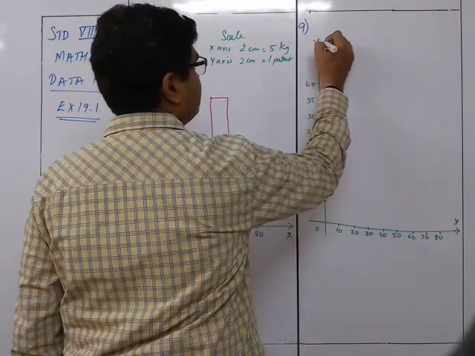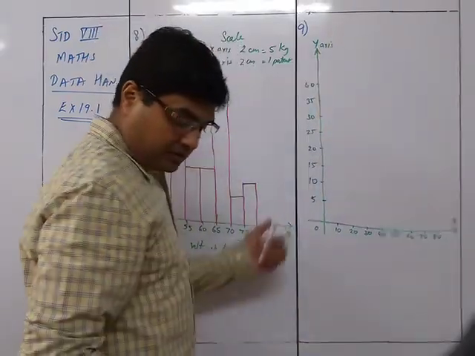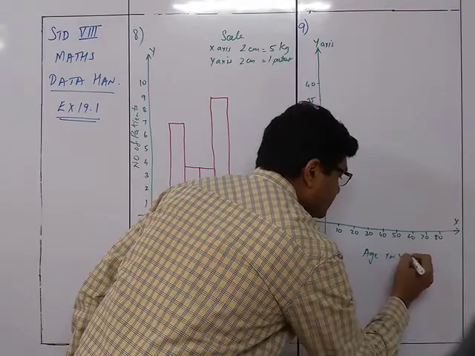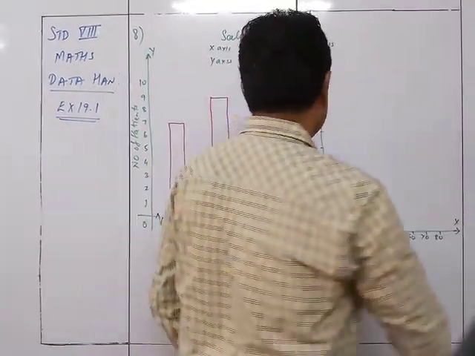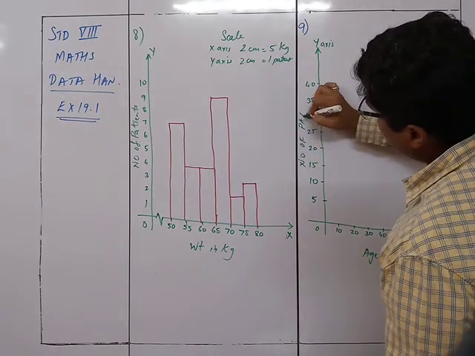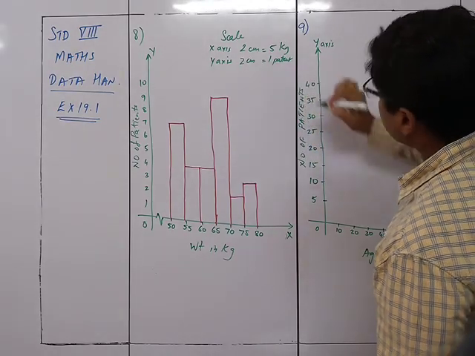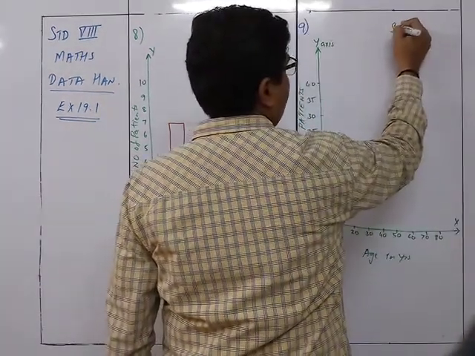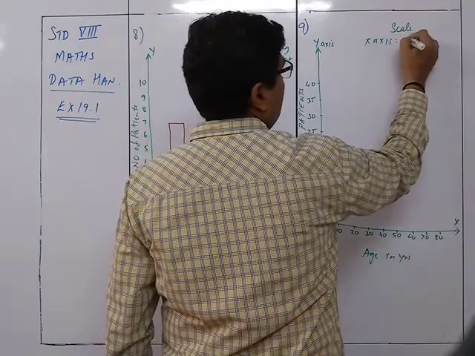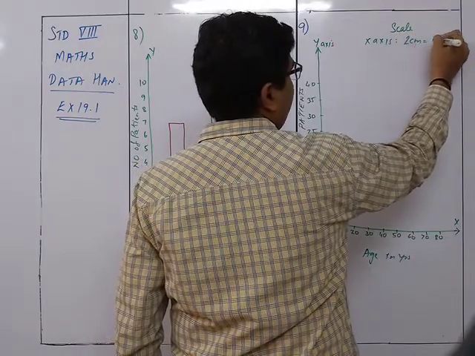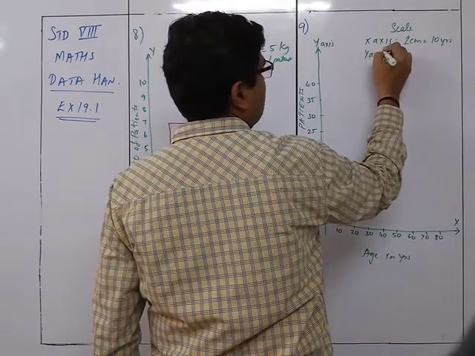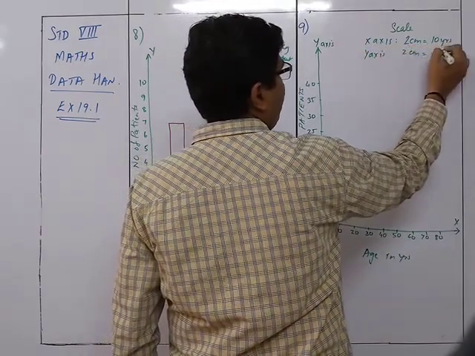This is the y-axis. This is the age in years, and these are the number of patients. So this is the number of patients. You get the scale now. So the scale is: x-axis, 2 centimeter is equal to 10 years, and y-axis, 2 centimeter is equal to 5 patients.